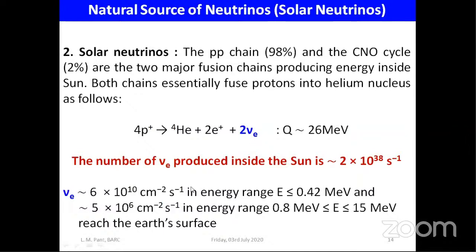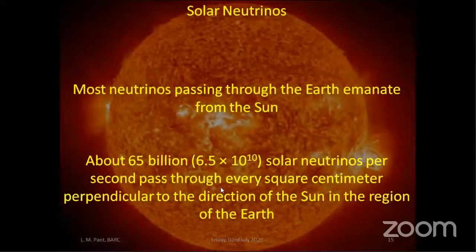So from the sun, we have about 2 × 10^38 neutrinos of the electron type produced per second. If we see an energy distribution, about 6 × 10^10 per centimeter squared per second in the energy range of less than 0.42 MeV, and about 5 × 10^6 per centimeter squared per second in the energy range of 0.8 to 15 MeV reach the Earth's surface. What does that mean? It is about 65 billion solar neutrinos per second passing through every square centimeter perpendicular to the direction of the sun, and this is a huge number.